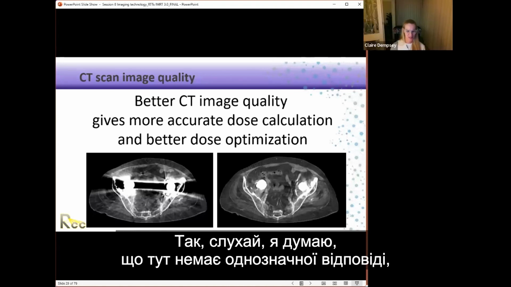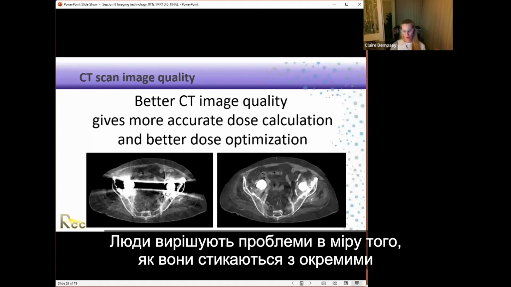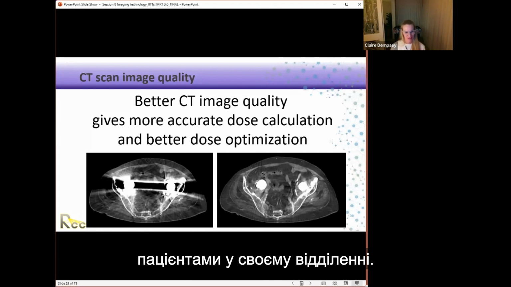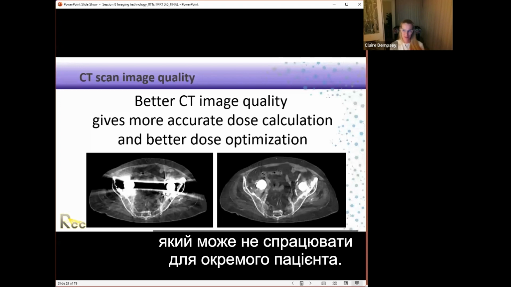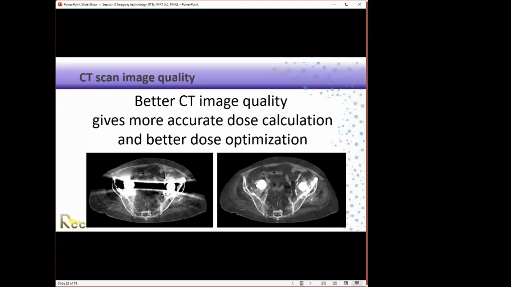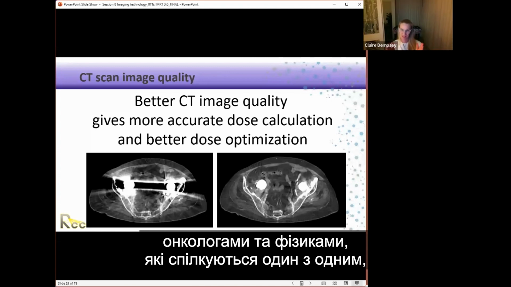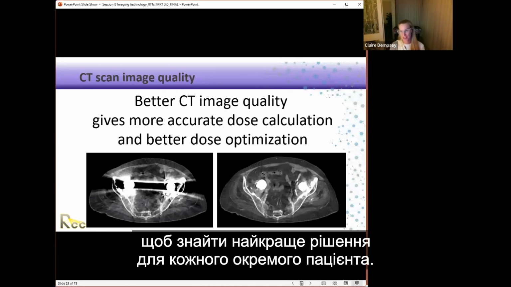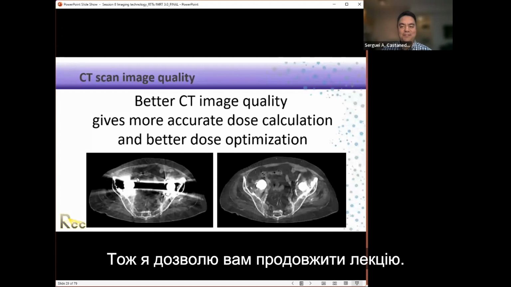Yeah, look, I think there's no clear-cut answer, and I think you're right. People problem solve them as they come up with individuals in their department. So I don't want to give advice on a single scenario that might not work for an individual patient. It's really about therapists, oncologists and physicists all talking to each other to come up with the best solution for that individual patient. And I'm going to hold the other questions, so allow you to proceed with the lecture.